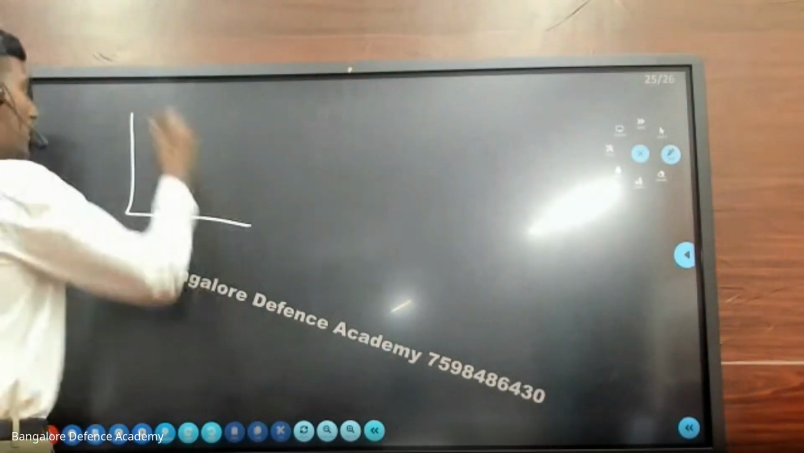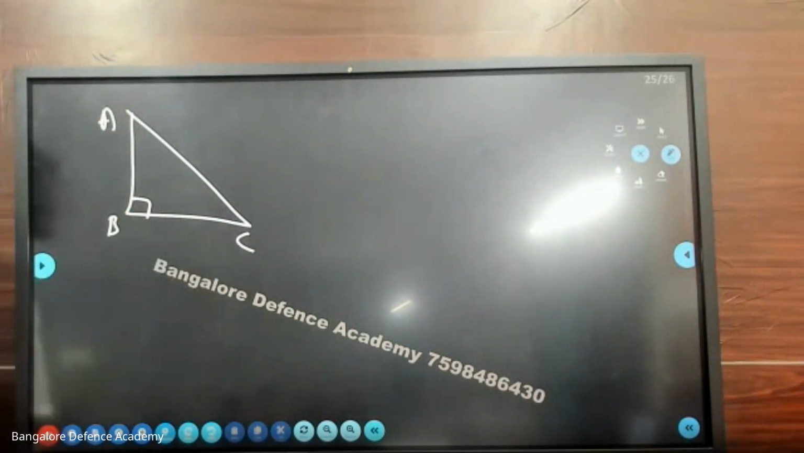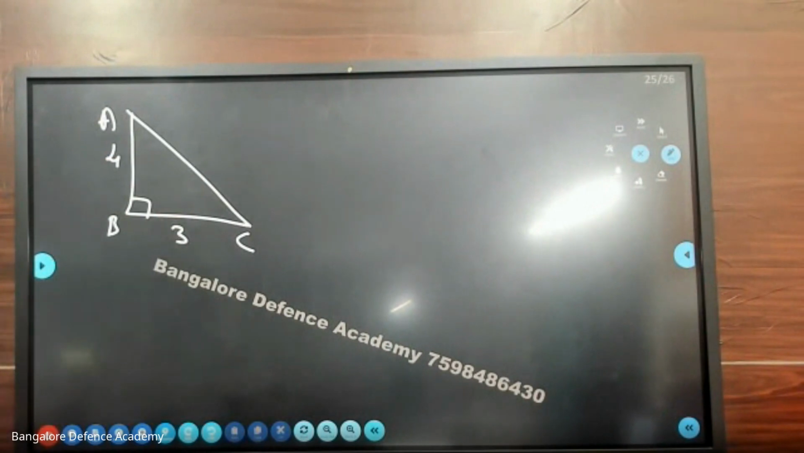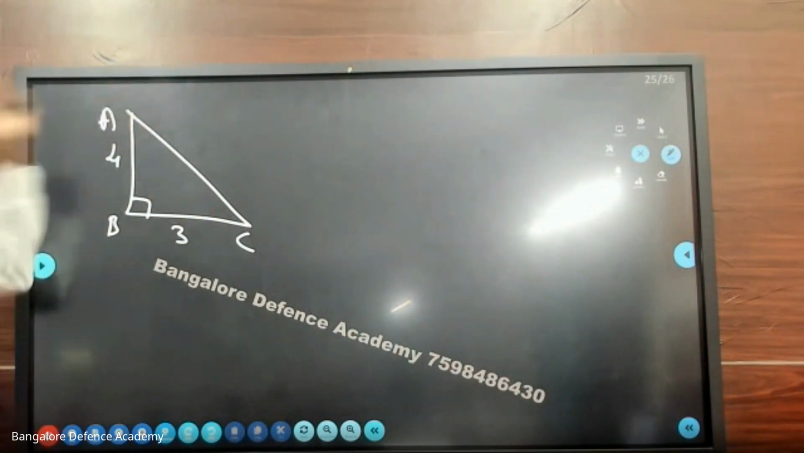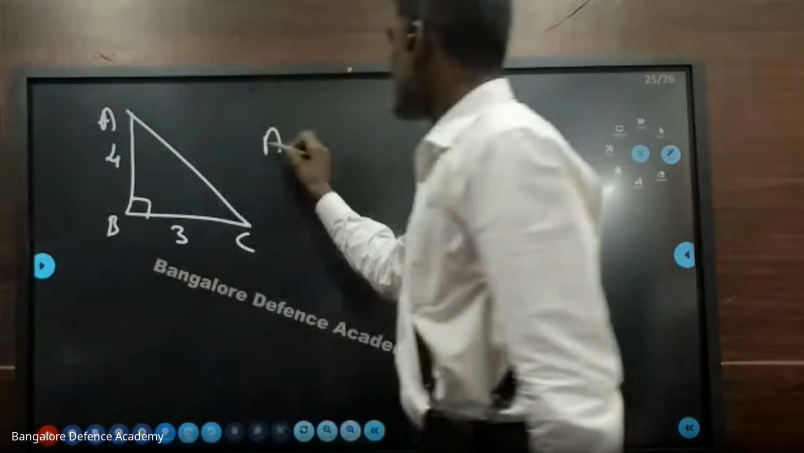So those who are in 9th and 10th, the first thing in your life is to get familiar with the Pythagoras theorem. Imagine this is A, this is B, this is C. Now this is 4, this is 3. I don't know what AC is. What is AC here? Hypotenuse. Nothing is given. Is it 7? Is it 11? Is it 13? I don't know. I'm going to use a theorem called the Pythagoras theorem.